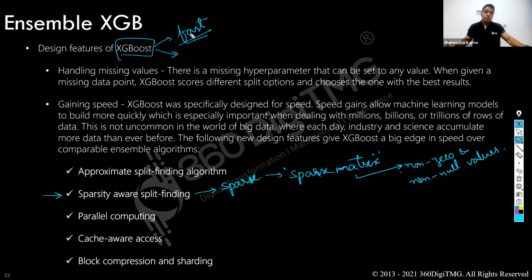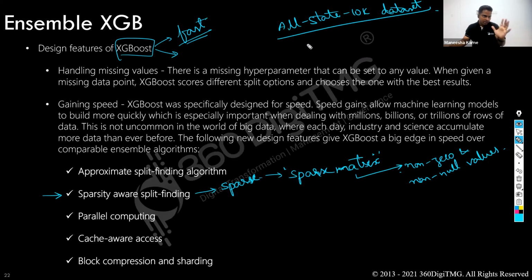Okay, next. There was a research done on a data set called the Allstate 10K data set. On this data set, people experimented with gradient boosting versus extreme gradient boosting, running different algorithms against it. Extreme gradient boosting was 50 times faster than the next best algorithm, whatever that algorithm was, based on research. So all these are the reasons why people prefer this.